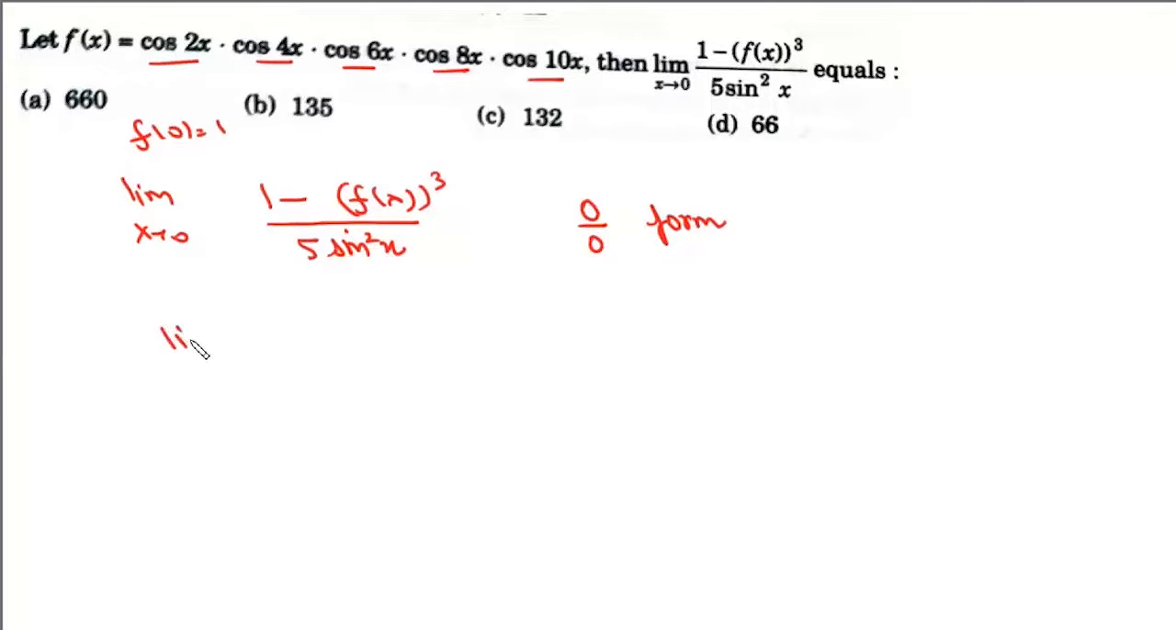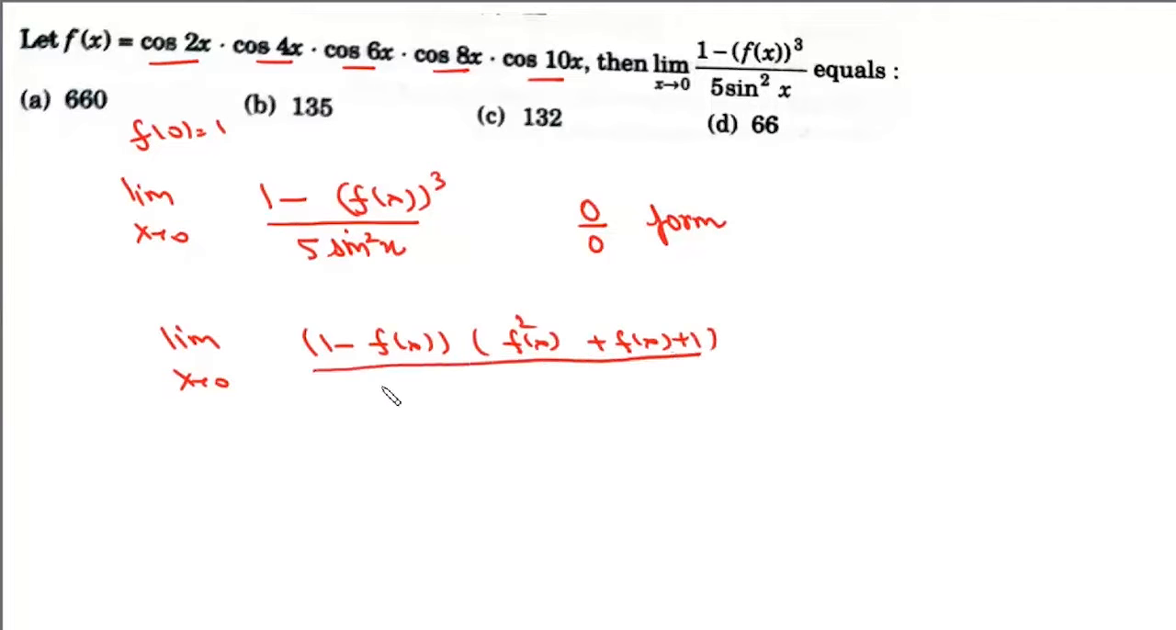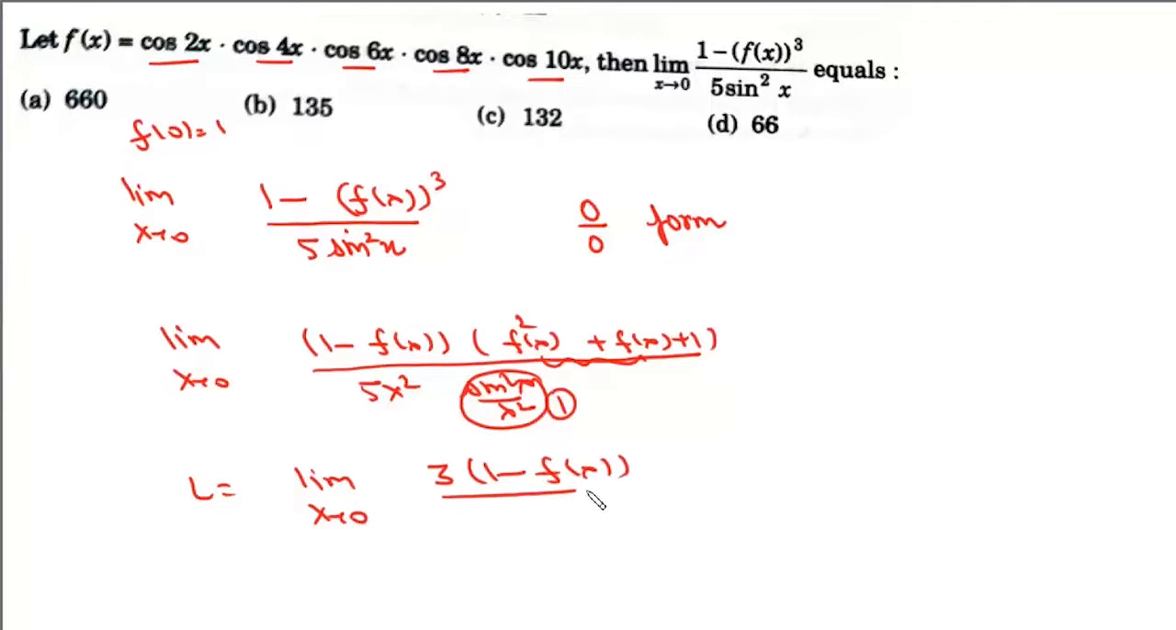Now we can write this as the limit x tends to 0 of 1 minus f(x), and here will be f square x plus f(x) plus 1, upon 5x square and then sin square x upon x square. Now this is 1 and this value is 3, so we can write this limit as the limit x tends to 0 of 3 into 1 minus f(x) upon 5x square, which again is a 0 upon 0 form.